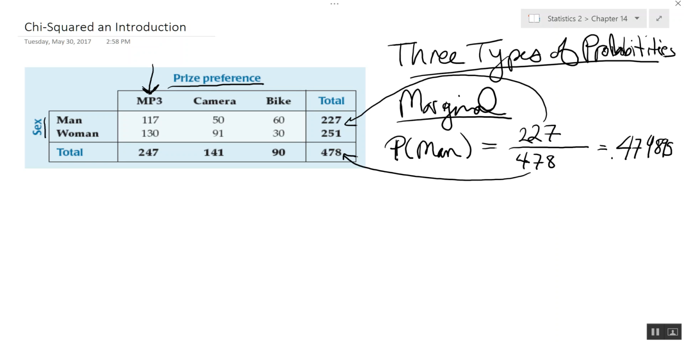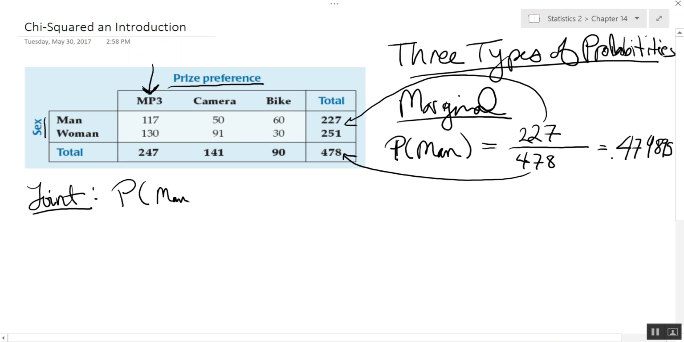So if you wanted to join those two categorical variables together, you would want to do a joint probability. And a joint probability looks something like, hey, I want to know man, and they selected a bike. Oh, I should probably tell you what this data is about. This came from one of those prize wheel things where we had a wheel that had a bunch of prizes on it, like an MP3, a camera, and a bike, and then we would ask people which prize they would like to get before they rolled the wheel, and we recorded this information as well as their sex, not gender.